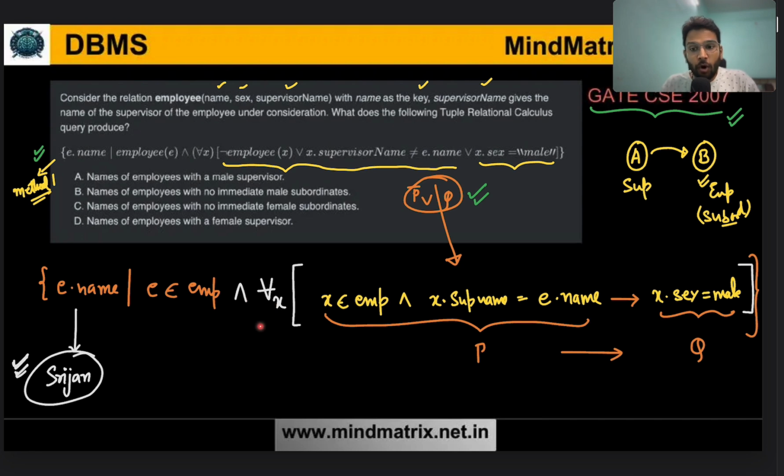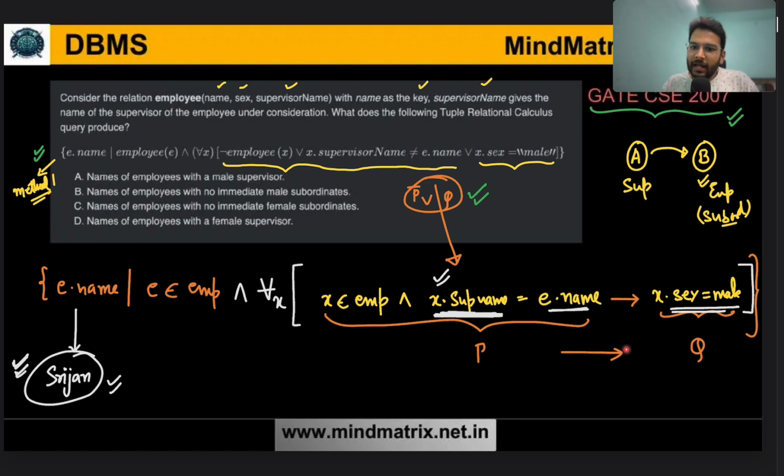And for all X, X also belongs to employee, and X dot supervisor name. That means the supervisor of X is equal to E dot name. So can I say that Srijan is supervisor of all X? If E dot name is Srijan, right? So if Srijan is supervisor of all those employees, then those employees' sex will be male.